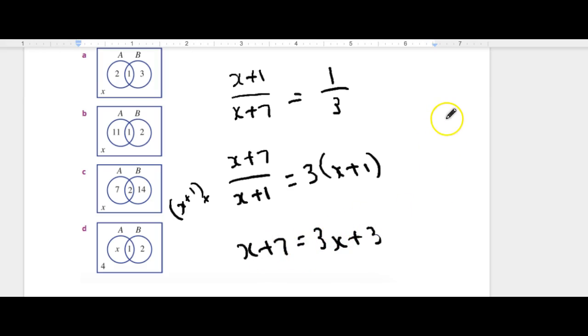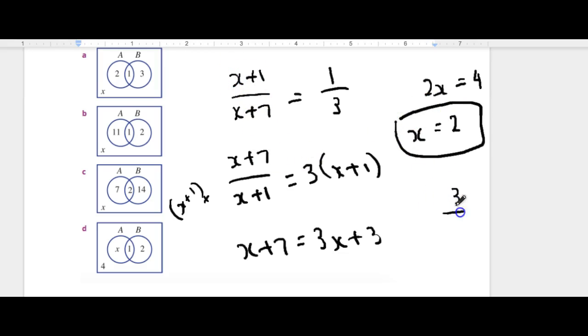So I'm going to bring my X's onto one side. So I'm going to have 2X. I've brought that X over just because I don't want to deal with negatives. And then that 3 over to the other side will give me 4. And that makes X equal to 2. So let's just substitute this back in to double check. If I have 2 plus 1 is 3, and 2 plus 7 is 9, which is equal to 1/3. Fantastic. So X is equal to 2.